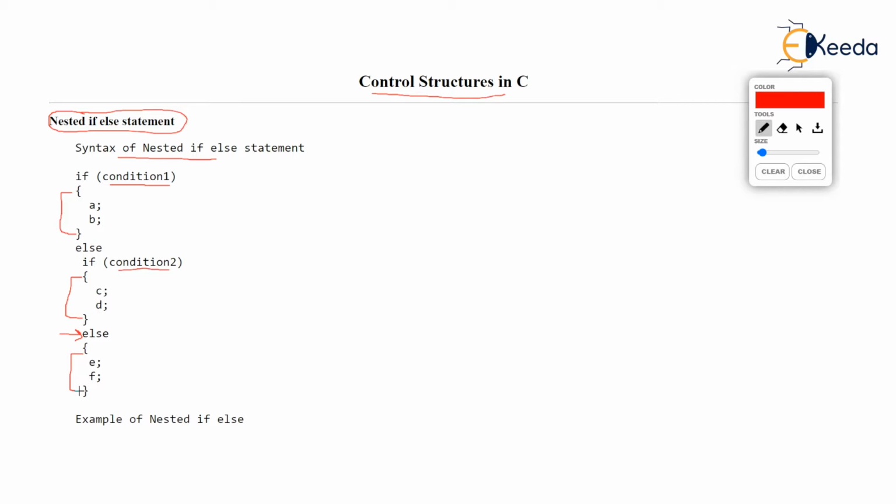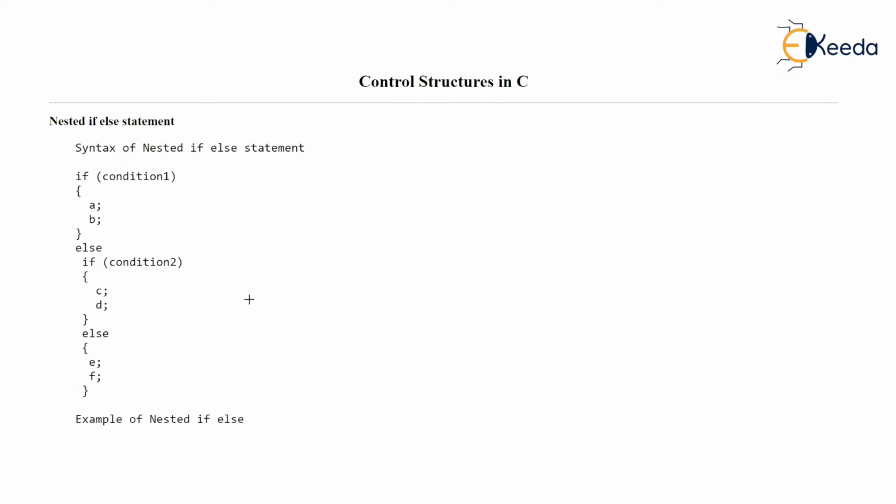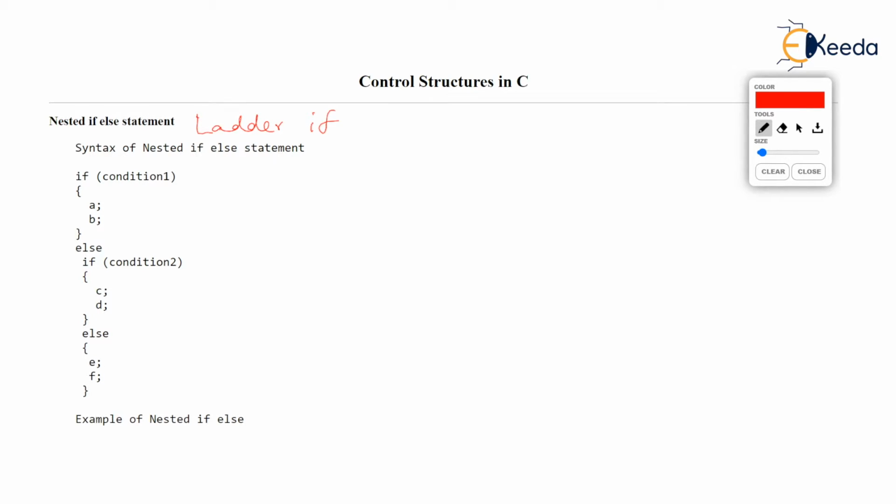So that's the nature of nested if else. In fact, nested if else is also many times called a ladder if. It is called ladder if because it looks like: if some condition then statement, else if some condition then some statement, else some statement. So it looks like a ladder.